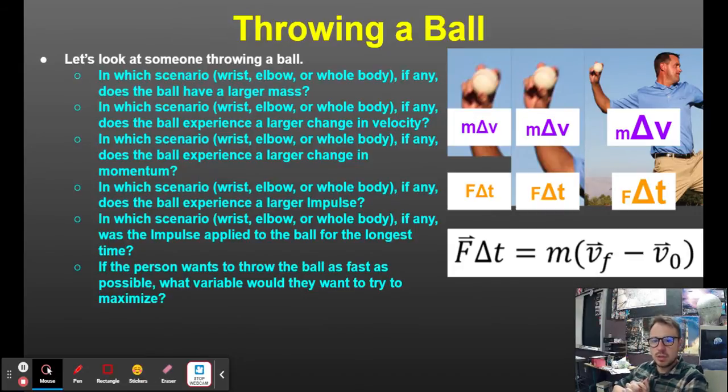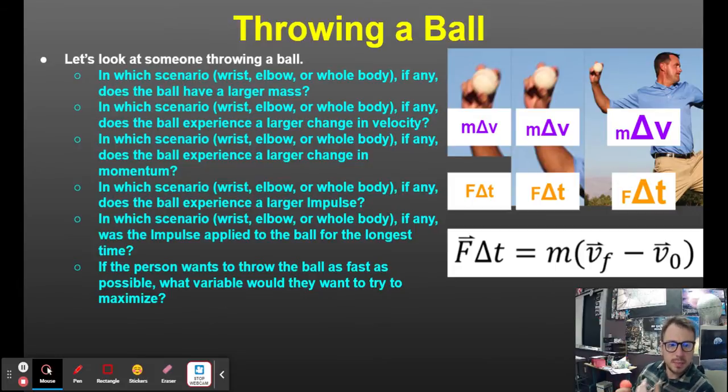Now, if that person wants to throw the ball as fast as possible, what variable would they want to try to maximize? I should probably reword this one a little bit, right? If I'm throwing a baseball, assuming I just can't get any stronger, instantly, what can I do to my technique to make that ball go faster? Well, what you want to do is increase the time interval that force is applied. Assuming that you're not getting stronger in that instant, what can you do? Well, you improve the technique.